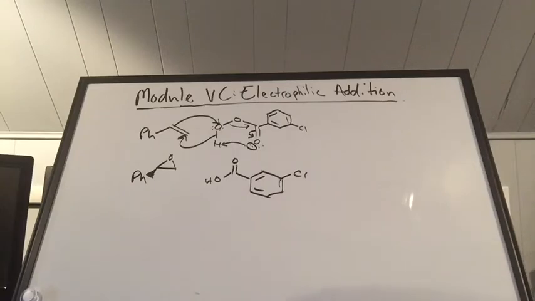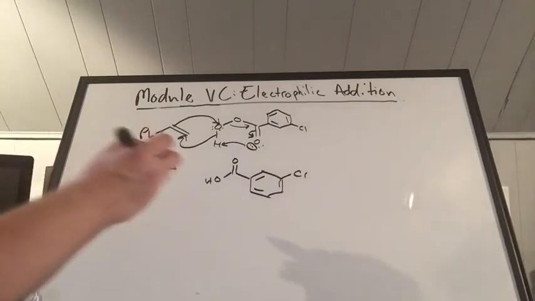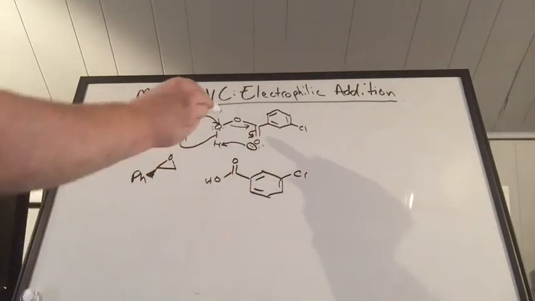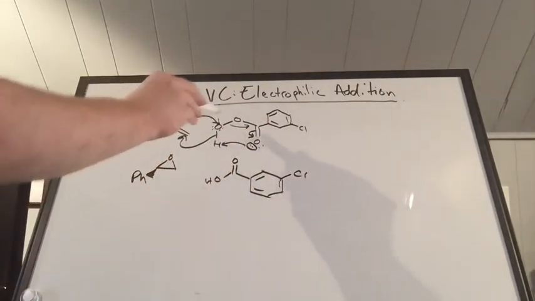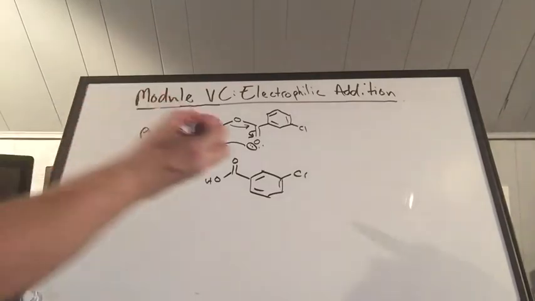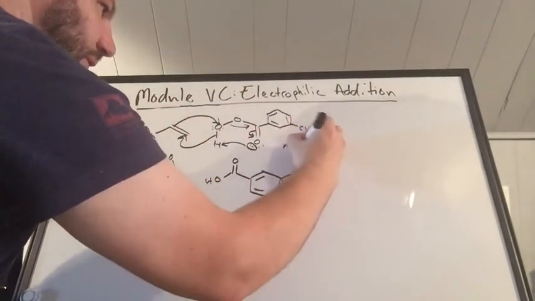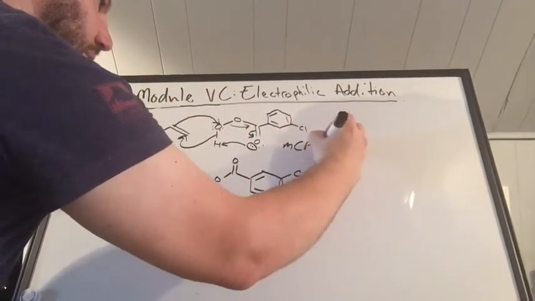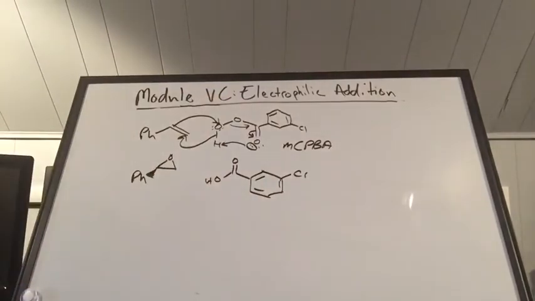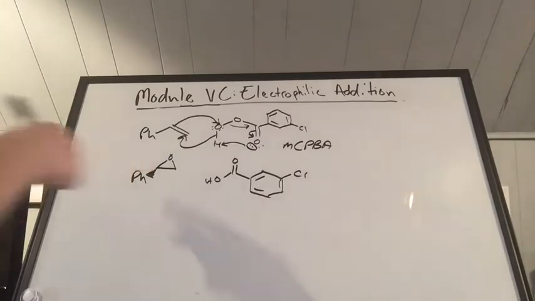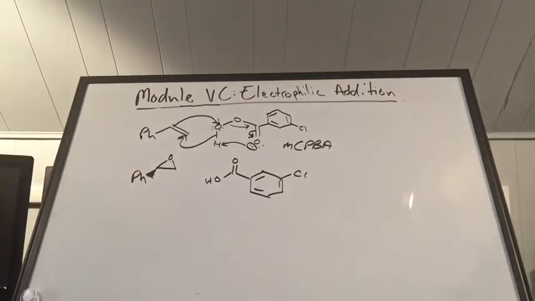Okay, so in other words, this is just going to be a byproduct. So you need at least one equivalent of MCPBA. So this is MCPBA here up top. Okay, so that's going to be a somewhat stable three-membered ring. Okay, so it's going to be an epoxide formation.